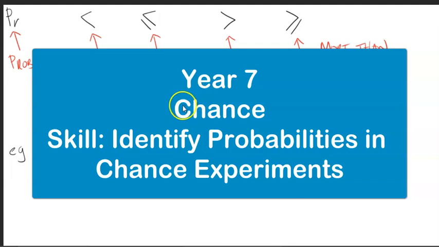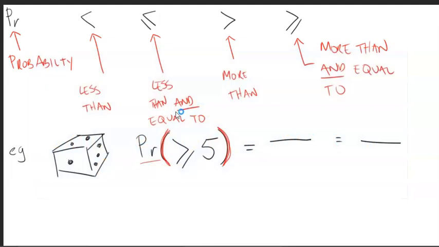This video will be looking at identifying probabilities from chance experiments. And before we look into this skill that can be found within the chance topic of essential assessment for Year 7s, there's a bit of terminology that you will see within this skill that you probably have not seen before. The first one here is PR, and this just means probability.